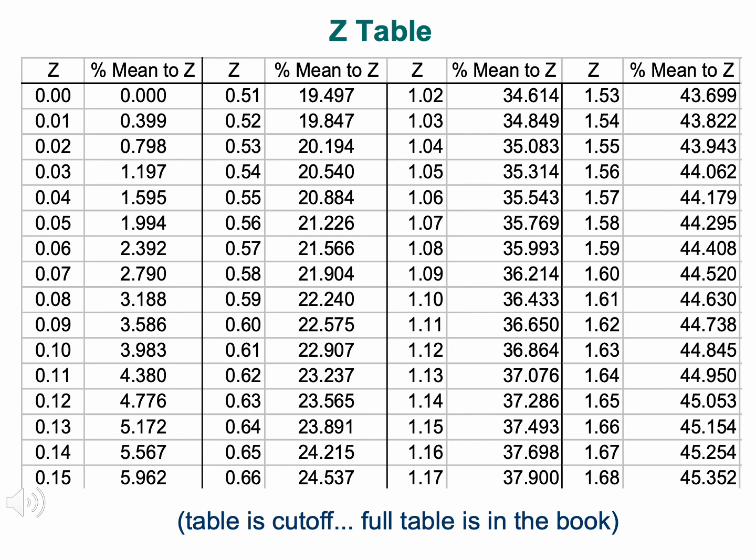And so the bottom half of the curve is 50% of the curve. So I take 50% and I add it to this number. So that gives me 87.698%, and that's my percentile for a z-score of 1.16.